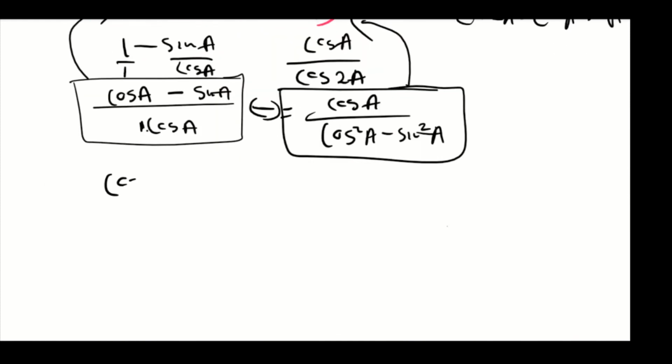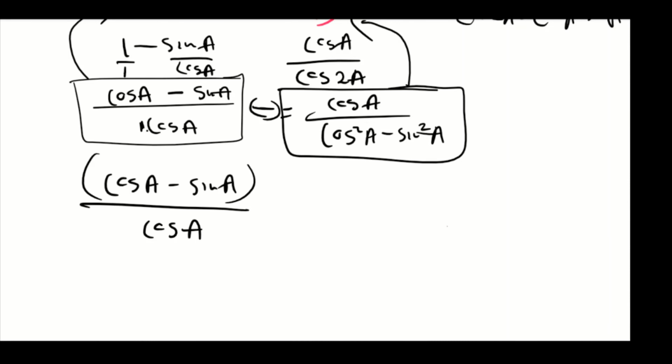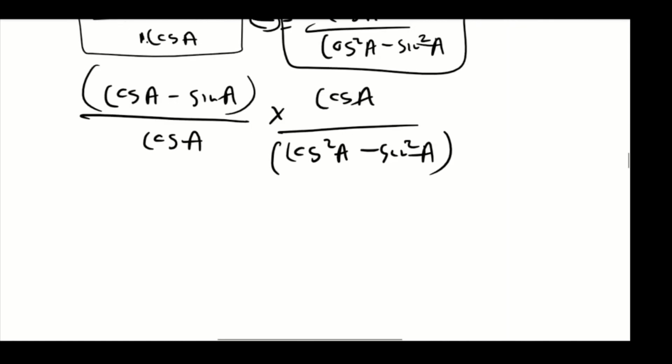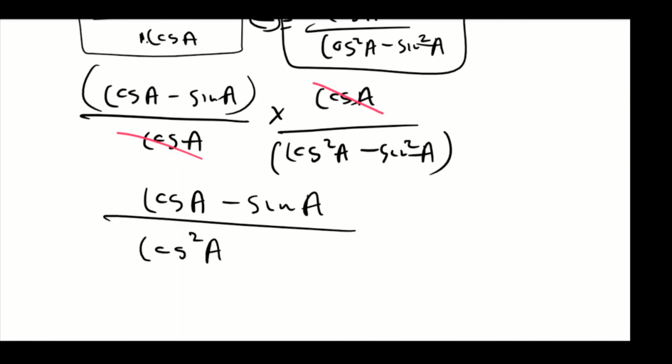So let's multiply these expressions. So we have cos of A minus sine of A divided by cos of A. So here we put brackets, multiplied by cos of A divided by cos squared A minus sine squared A, right? What we can see is that this cos of A will divide out with this cos of A, so you will remain with cos of A minus sine of A over cos squared A minus sine squared A, right?